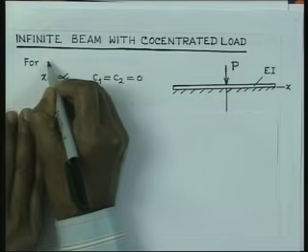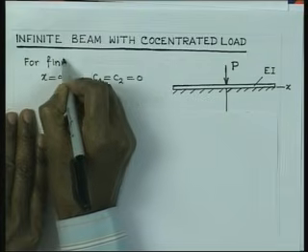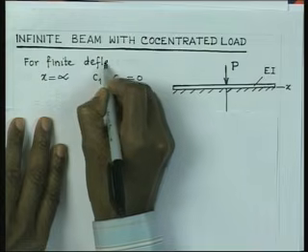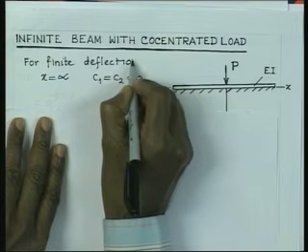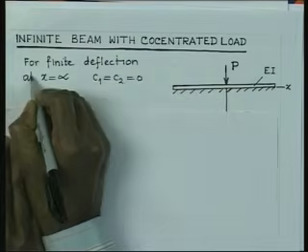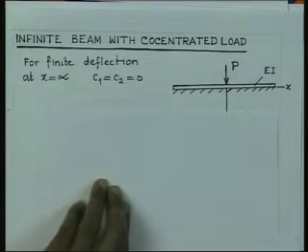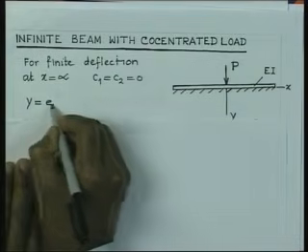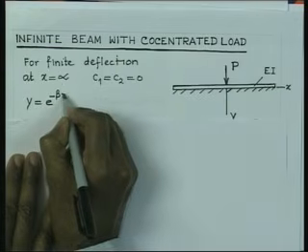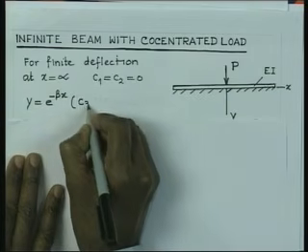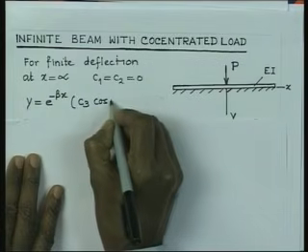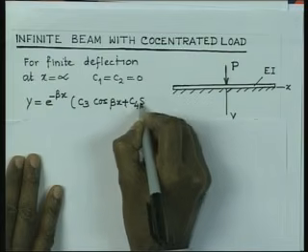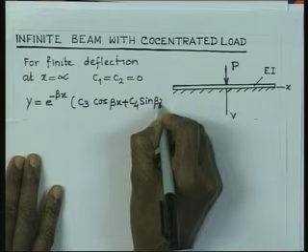So, for this problem, the logic is for finite displacement or deflection at x is equal to infinity, C1, C2 must be 0, and therefore our solution for the specific case is y equal to e to the power minus beta x into C3 cosine beta x plus C4 sin beta x.